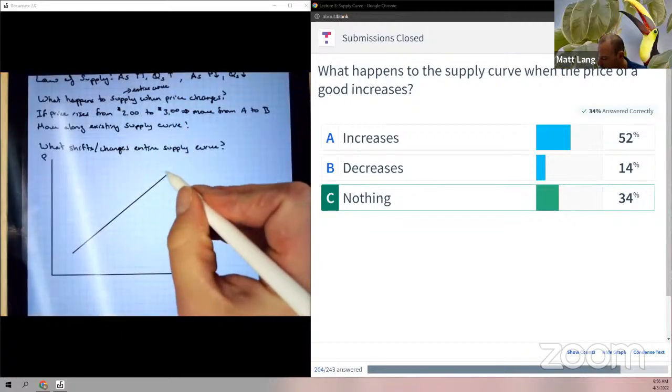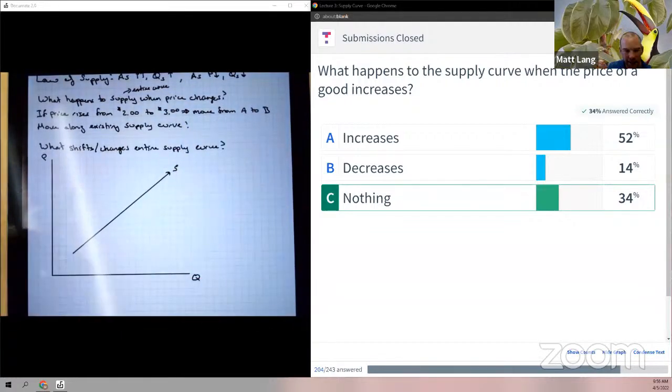But for our purposes, we'll just keep this linear. There's nothing wrong with that. And increasing that price will increase the amount that firms are producing. And as they increase the amount they're producing, they're going to also raise that price, right? It's going to work both directions.